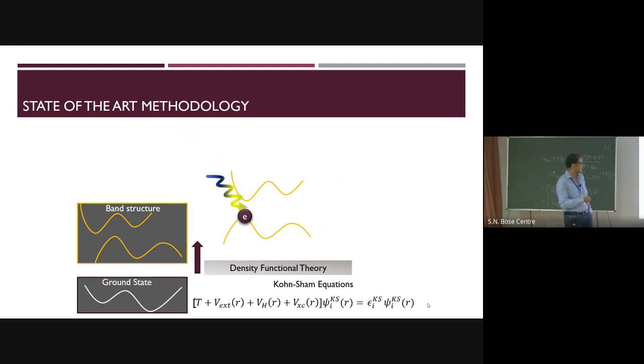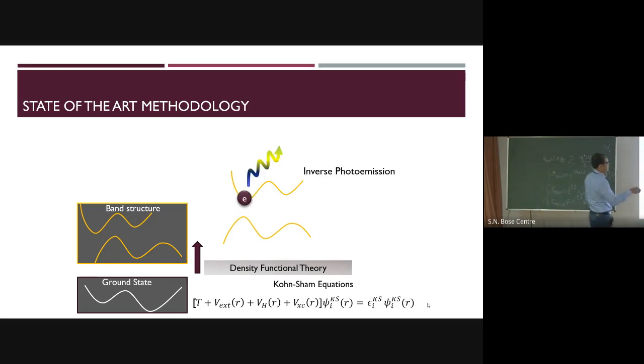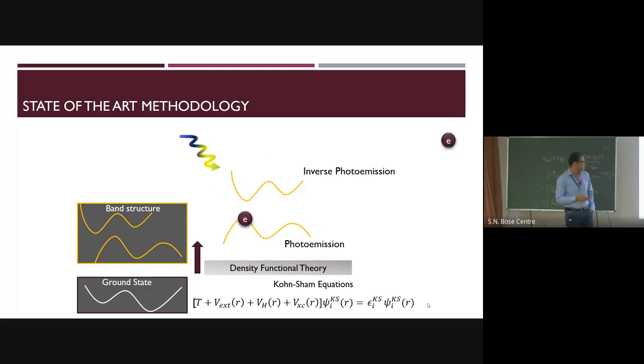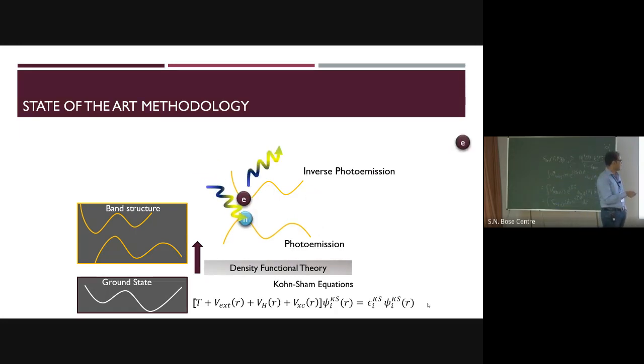You shine light and eject an electron from the valence band top. This is how you can probe the valence band top, and this is basically the photoemission experiment. If you do the inverse, that is the inverse photoemission experiment, you bring one electron into the conduction band, and that is how you can probe the conduction band. If you do both simultaneously, then you can, in principle, calculate the fundamental gap, that is the Eg, which is basically the difference between ionization potential and electron affinity. That's what you learned this morning also.